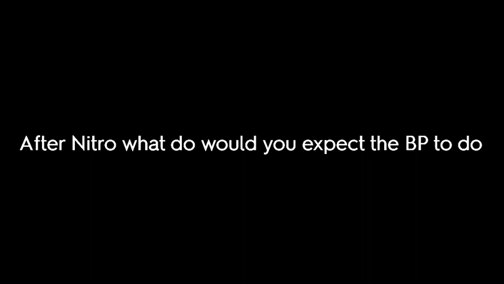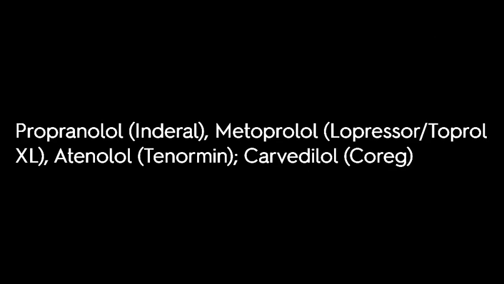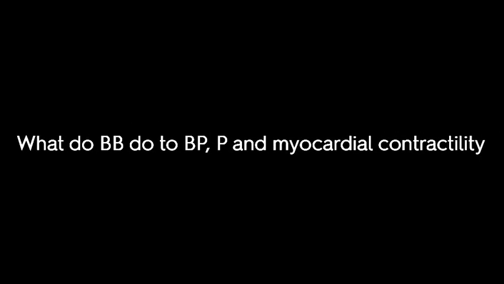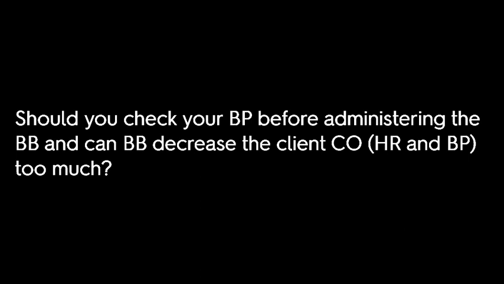After nitro, what would you expect the BP to do? Drop. Why do you use BB in chronic stable angina? For prevention of angina. List examples of BB. Propranolol, metoprolol, atenolol, carvedilol. What do BB do to BP and myocardial contractility? Drop it. Should you check your BP before administering the BB, and can BB decrease the client's CO too much? Yes, yes. What does that do to the workload of the heart? Decrease.